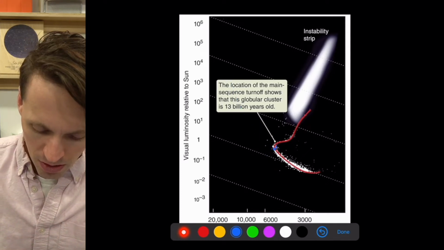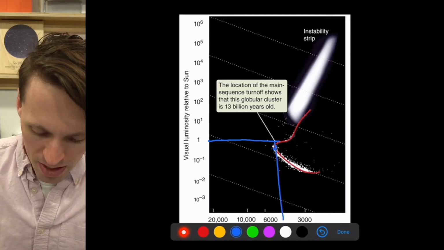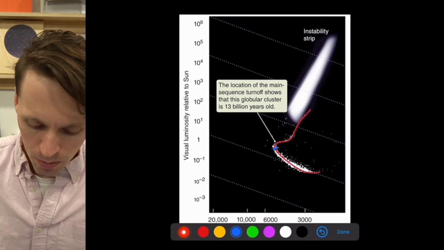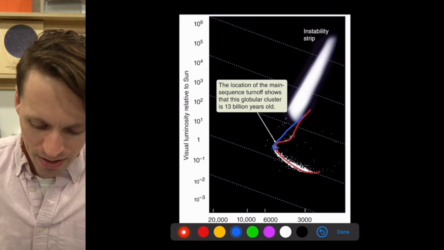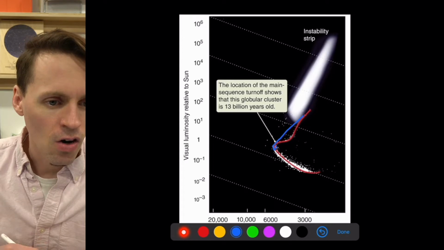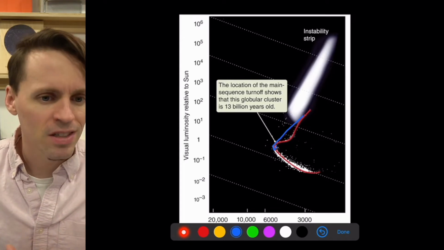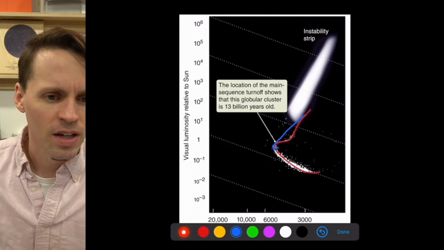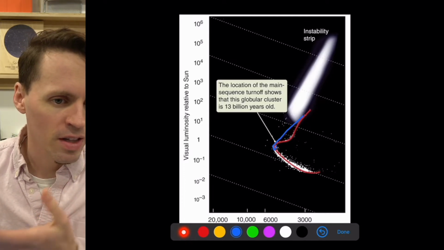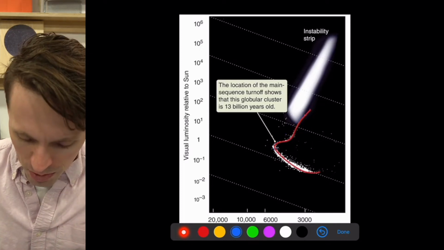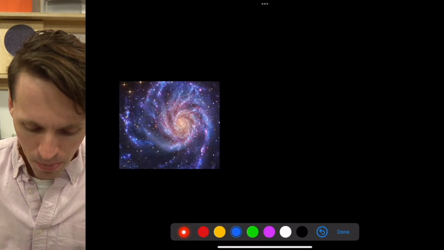So a star like the sun, which is at 1 solar mass and about 5,700 Kelvin, has a lifetime of about 15 billion years. So the stars just dying in this globular cluster are between 10 and 15 billion years old. We think the universe is about 13.7 billion years old. The globular clusters all have stars that are about 13 billion years old. So that tells us that they're some of the oldest objects in the universe.